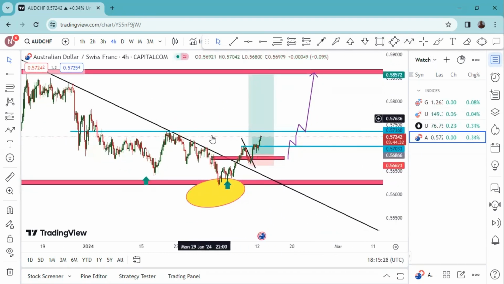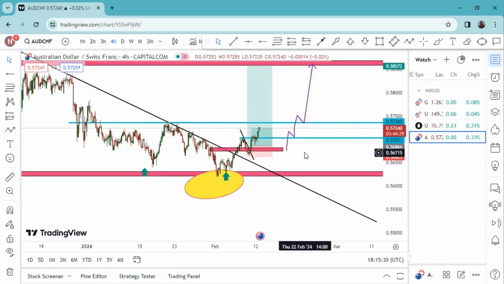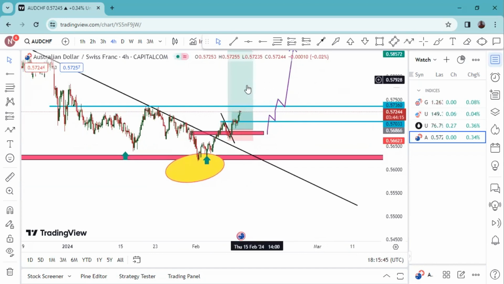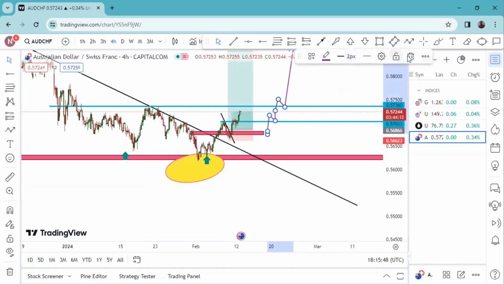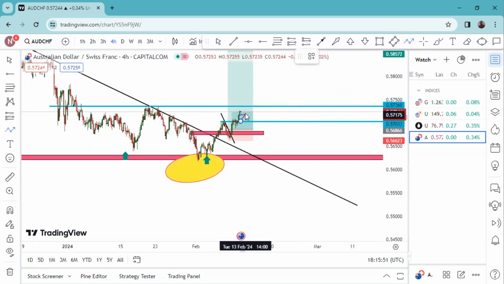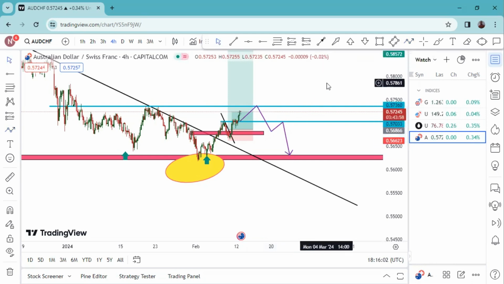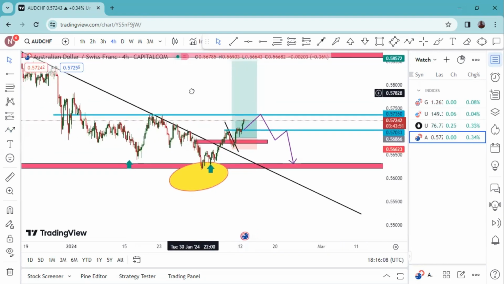So if you are not in this run, you can also wait. If the market breaks this level, wait for it to retest. Use your Fibonacci 61 level, then you can take it to the top. But the market can also decide to come to this level, respect this level, then drop, retest, and move to the downside. So whatever the market gives you, you just follow what the market gives you.